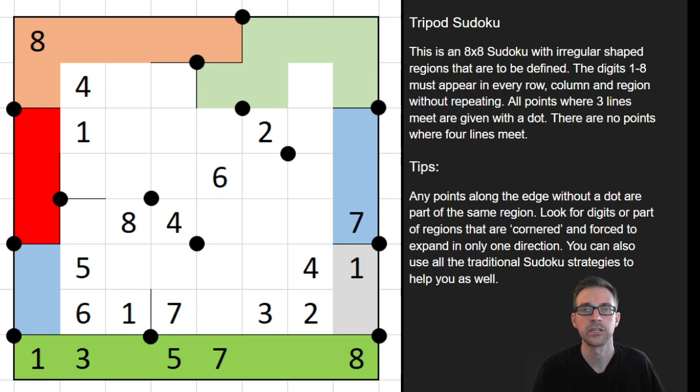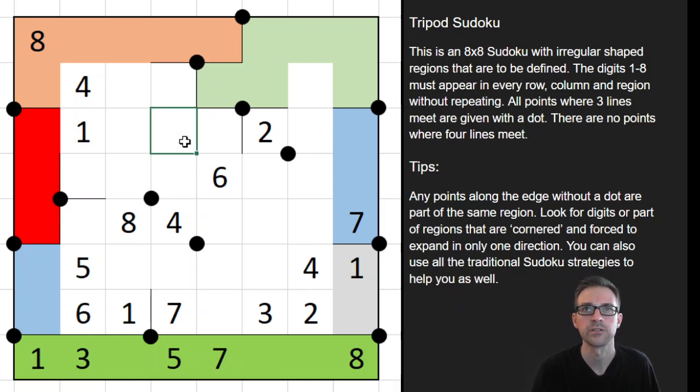So I've actually not used any Sudoku strategies yet. We'll get to that point. But I try to define the regions as best as possible. So this dot, you can't have the line coming up. We've already explained that. So it has to go to the left, right, and down.